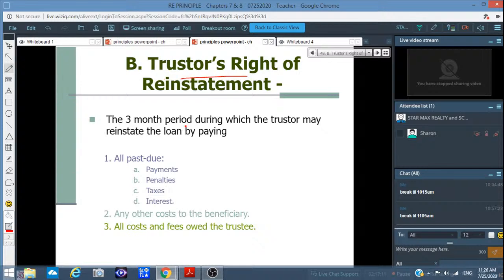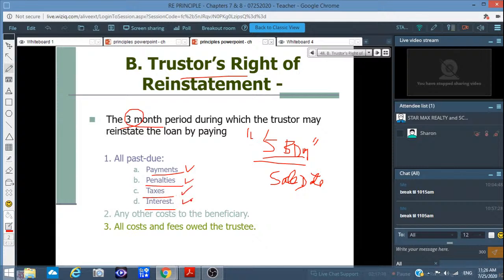Alright, trustor's right of reinstatement, right? 3 months or up to 5 days, 5 business days, okay, prior to the sale date. To get back everything, okay? They need that 5 business days, okay? Or else they cannot stop it. All the payments that is due, all the penalties, late fees, taxes, interest, and any other costs, right? And also to the trustee, right? To the bank, the beneficiary, and the trustee. All the fees.